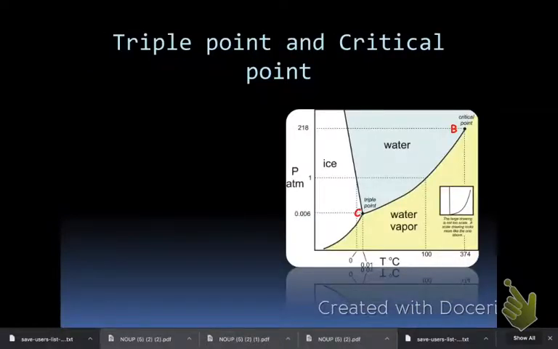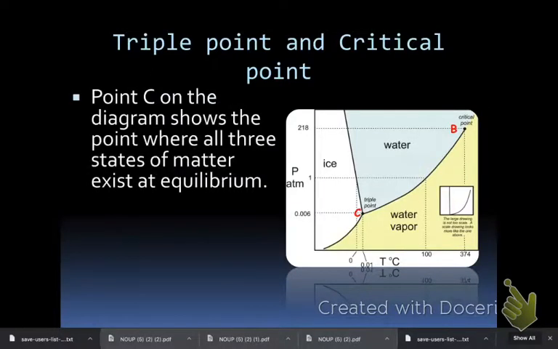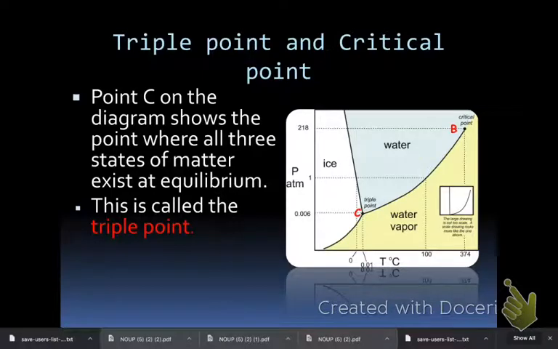There's a couple other features on a phase diagram, and one of them is called the triple point, and the other one's called the critical point. So point C, and this is kind of interesting, shows where this substance can exist in all three states of matter, and they're all at equilibrium. So you're freezing and you're melting, and you're vaporizing and you're condensing, and you're sublimating and you're undergoing deposition, all at the same time. And that's at point C, this point right here. So that's your triple point.